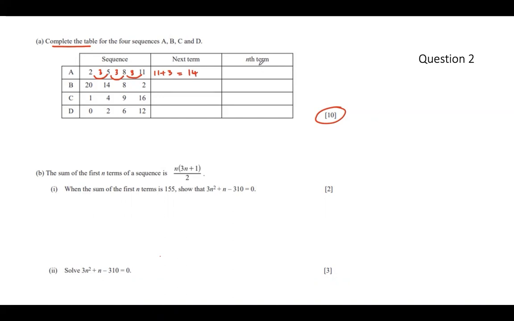And what's the nth term going to be? Remember that we have a common difference of 3. So we'll be able to use this formula. So a is going to be 2. So that's 2 plus n minus 1 times 3. That's 2 plus 3n minus 3, which is going to be 3n minus 1.